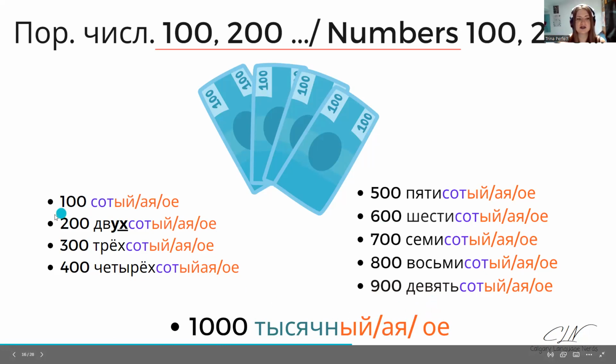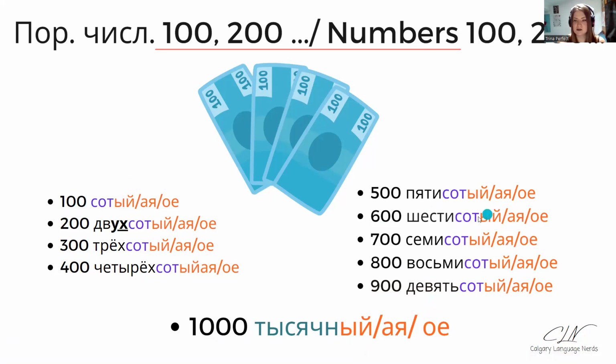So let's go for it. For this one in feminine, these ones in feminine: пятисотая, шестисотая, семисотая, восьмисотая, девятисотая. And all of them in neutral: сотая, двухсотая, трехсотая, четырехсотая, пятисотая, шестисотая, семисотая, восьмисотая, девятисотая, тысячная.